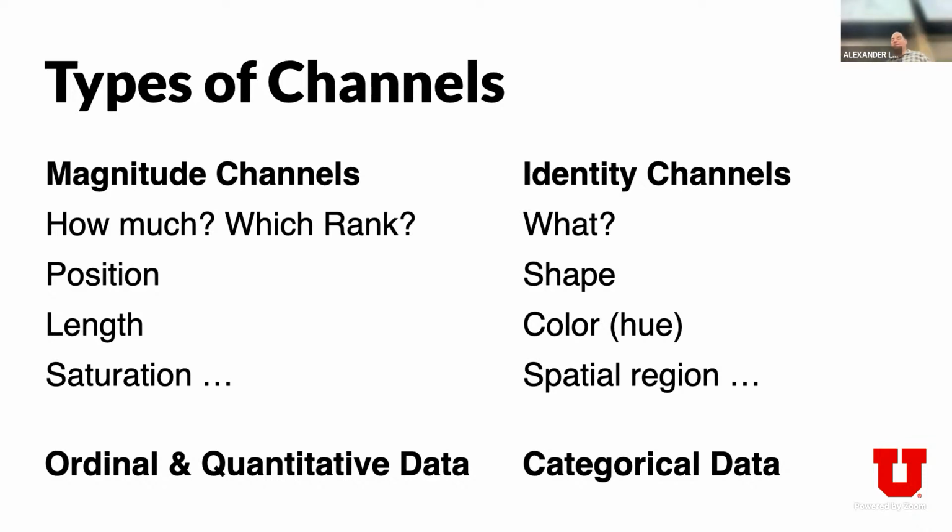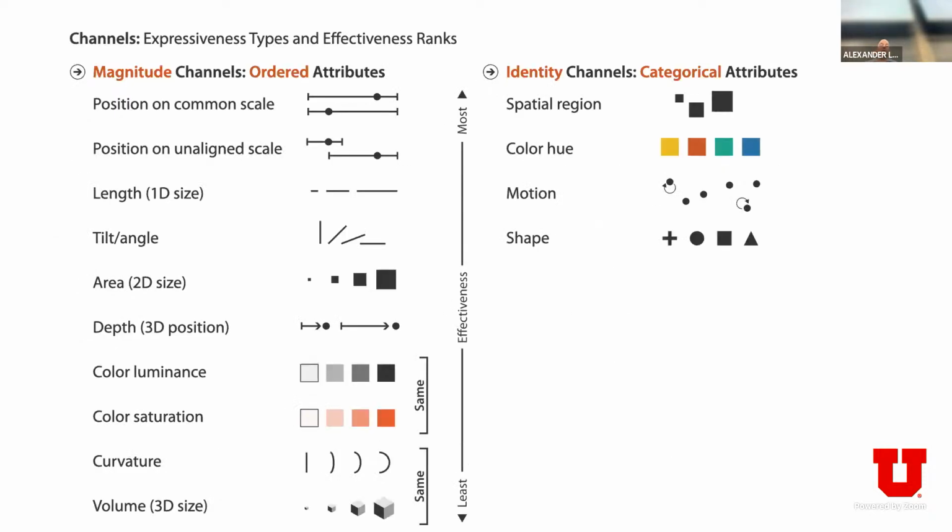And on the right, we have identity channels. This is about what is it, right? And here we have channels such as shape, color hue, and spatial region that are effective to communicate that. This is a figure from the textbook by Tamara Munzner, our mandatory reading for this course. In this case, it's split up by magnitude channels versus identity channels, and then ordered from what many studies have shown to be the most to least effective in terms of pure perception, right?